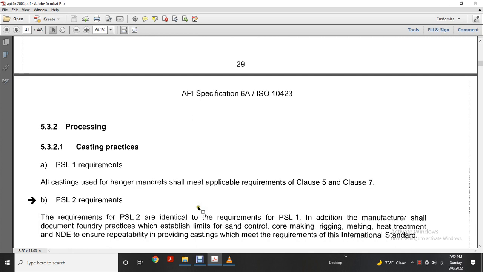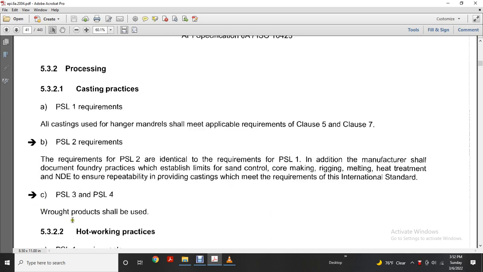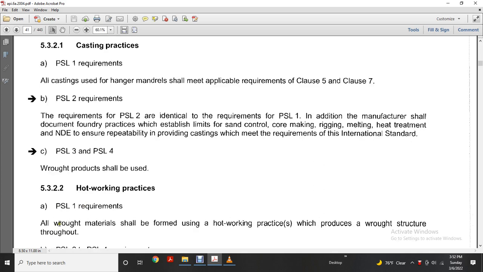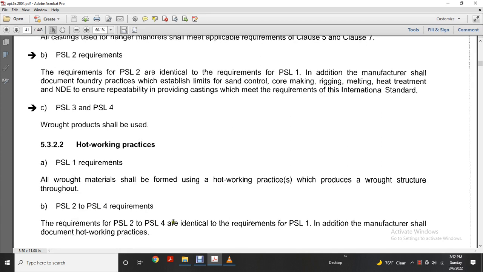in addition to which the manufacturer shall document practices established to limit and control the core making, rigging, melting, heat treating, and non-destructive examination of the casting, meeting the requirements of the international standards. Product specification level 3 and 4: raw products shall be used with hot working practice of product specification level 1 requirements. All raw materials should be formed with a hot working practice with review of the raw structure throughout. Requirements of product specification level 2 to 4 are identical to requirements of product specification level 1.